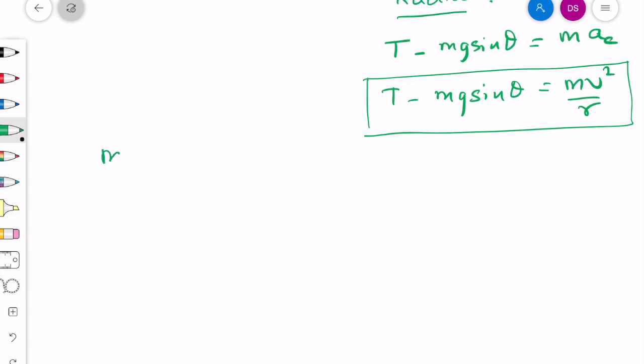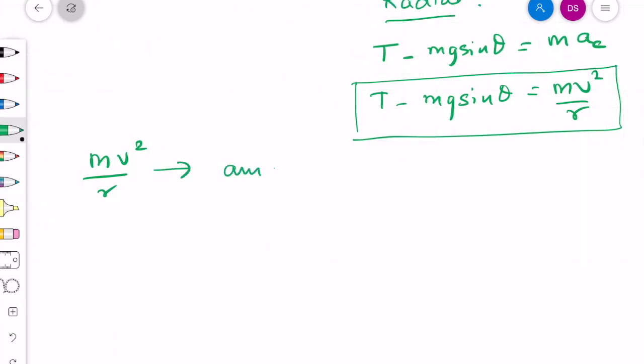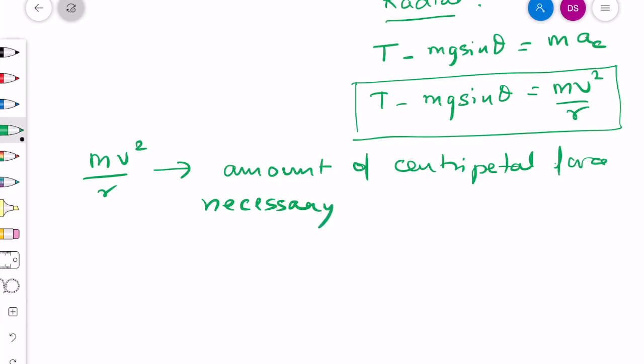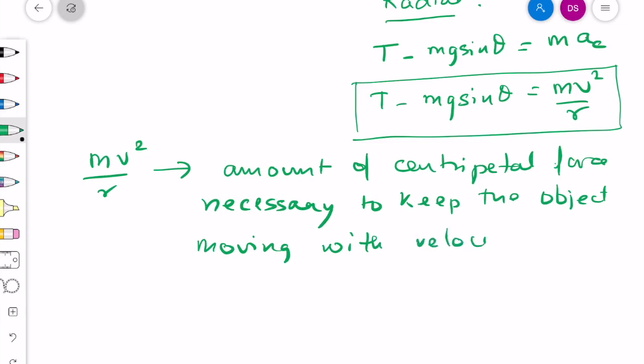Now mv squared over r can be interpreted as the amount of centripetal force necessary to keep the object moving with velocity v in a circle of radius r. So if you want an object of mass m moving with velocity v in a circle of radius r, then the amount of centripetal force necessary is given by this quantity mv squared over r.